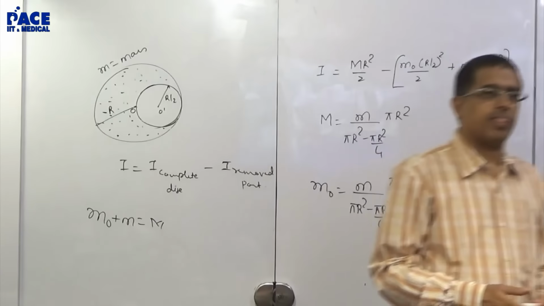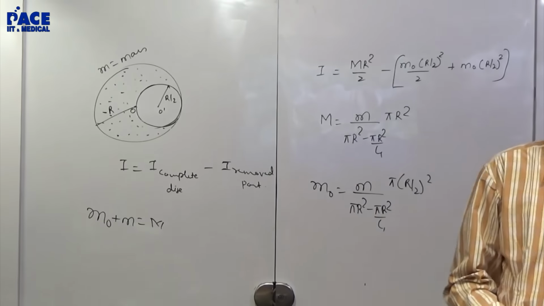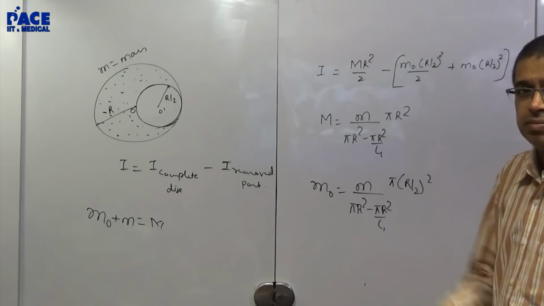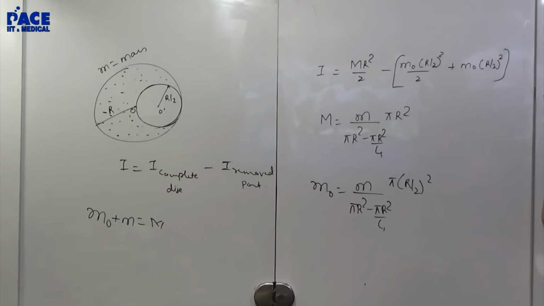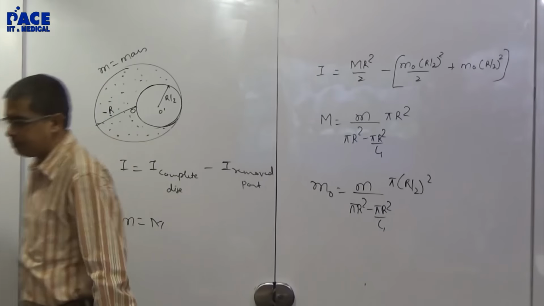Okay, thank you, sir. Is it 13 capital M R square by 32? Capital M or small m? Small m. I should get the answer in terms of this small m given, 13 small m.